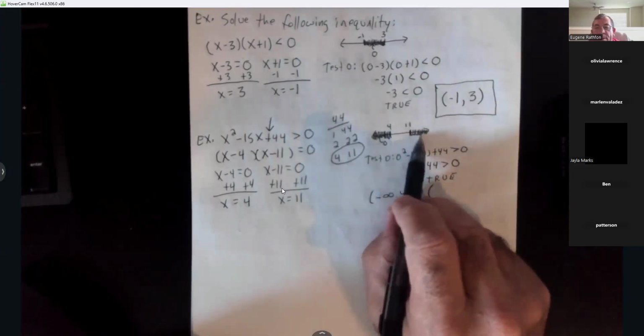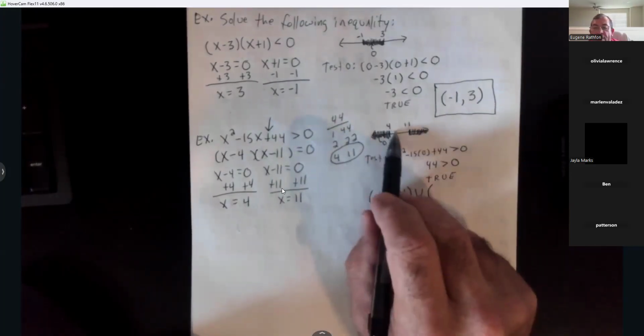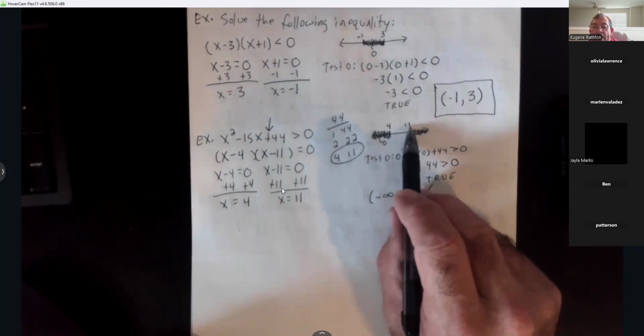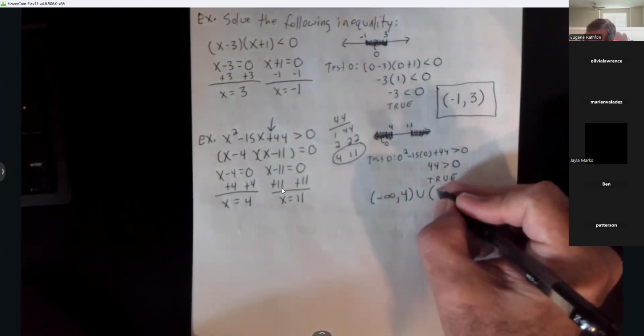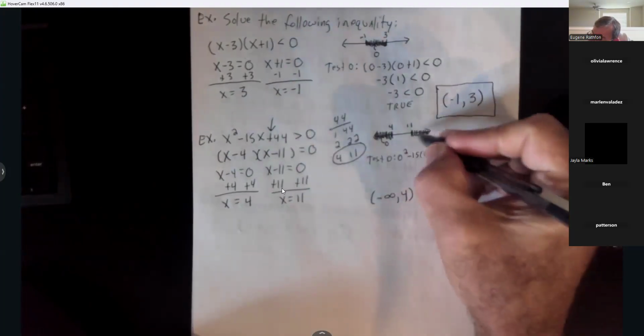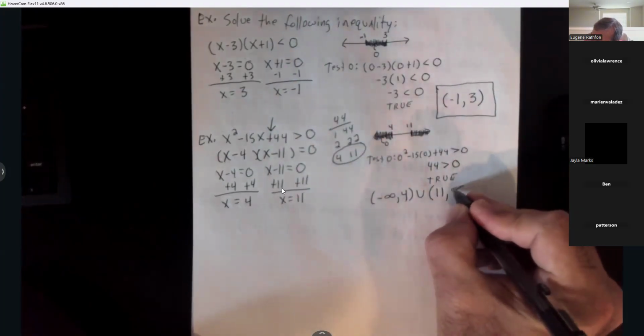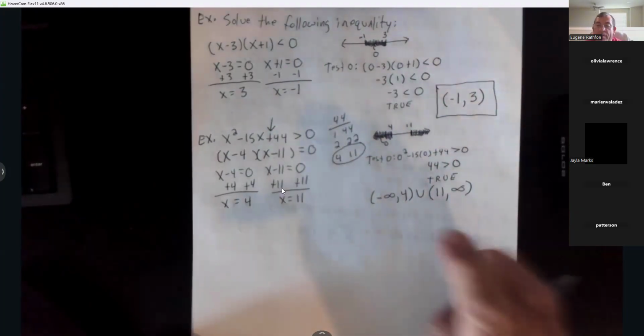We don't want nothing in between. We can't go 4 to 11 because that's false. We got to start where the second shading starts, and that's at 11. So from 11, it's shaded as we head towards positive infinity.